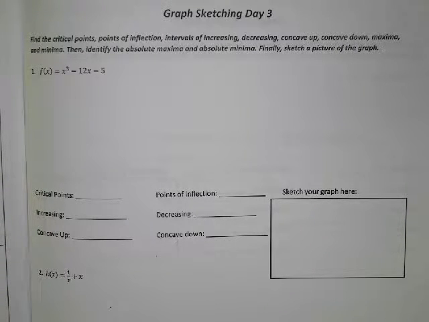All right, hello everybody. Today is day 3 of graph sketching, and it's going to be very similar to what we've been doing in day 2, which was getting information about our graph from the equation of a function. So we'll still be looking for where our critical points are, our extreme values, intervals of increasing and decreasing, concave up and concave down. We're still going to be getting all of that same information and organizing it in our chart, but this time we're going to have to sketch a graph as a result.